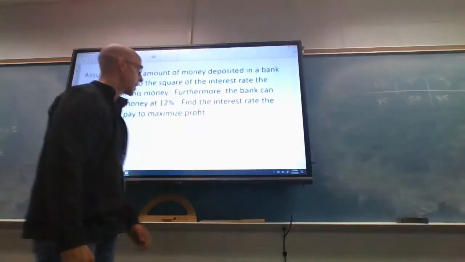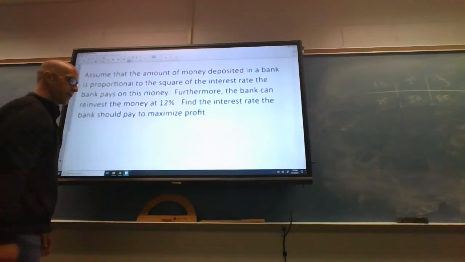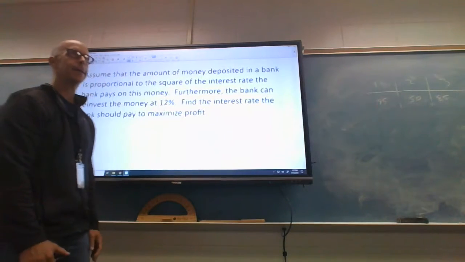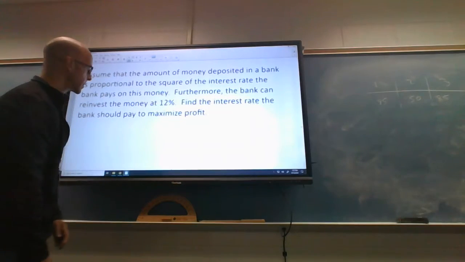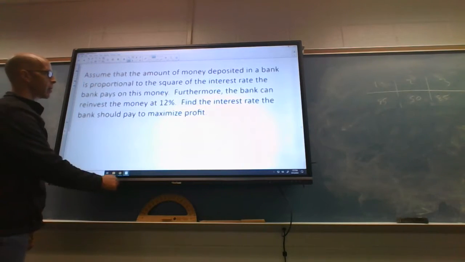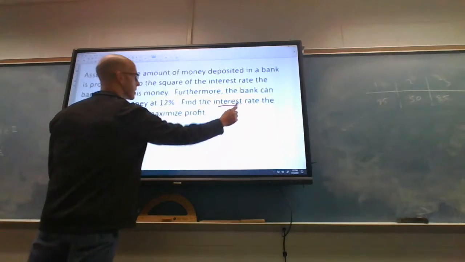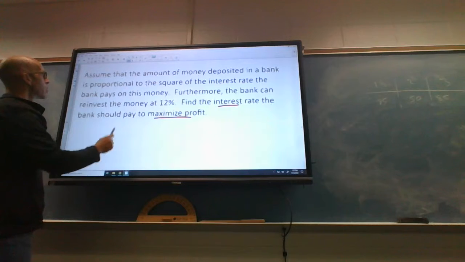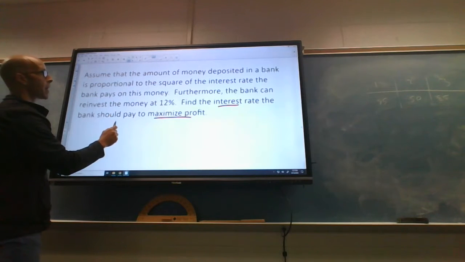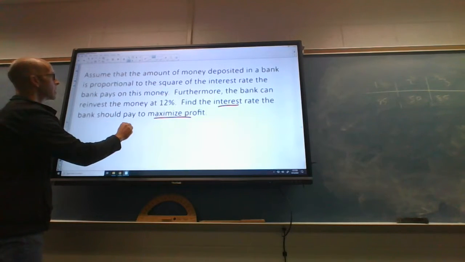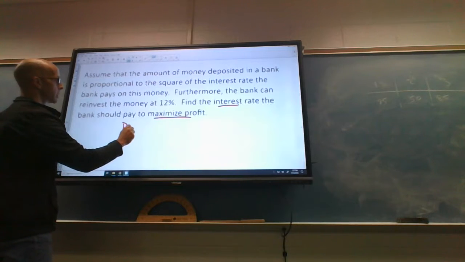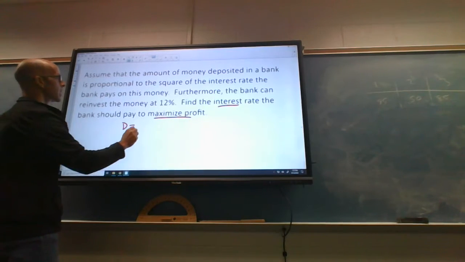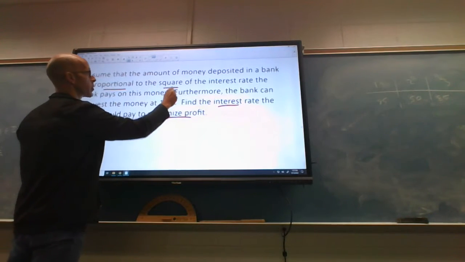All right, so we had this problem. This was the 50 pointer for optimized prime. So we're supposed to figure out at what rate the bank should charge to maximize its profit. We're told that the amount that they have deposited, let me make that an equal sign, is proportional to the square of the interest.